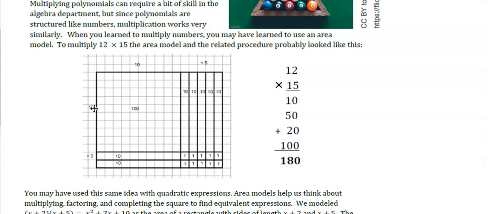10 times 10 was multiplied. You have this large area of 100. 10 times 2 made these two 10s, and then 10 times 5 made these 5 10s, and then 5 1s times 2 1s equals 10 1s. So there are the 10 1s, the 5 10s, the 2 10s, and then that big 100 square. Then when you add, you get 180.